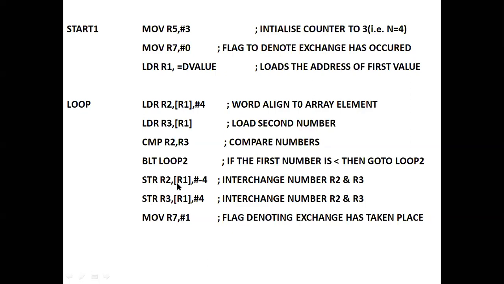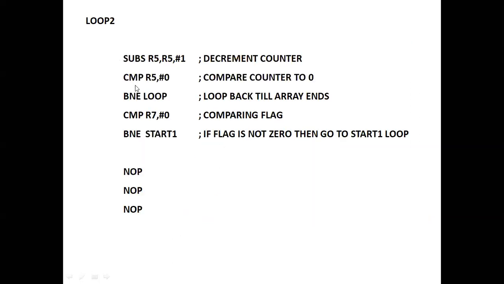Or else what you need to do is copy the content of R2 to the location R1 is pointing to, the second word. So to that word you are copying and then decrementing by 4. Again the R3 value, that is the second value, you are copying to the first location, and then R1 is updated by 4. So here the flag denotes the exchange. Here R7 is incremented by 1, that means an exchange has occurred.